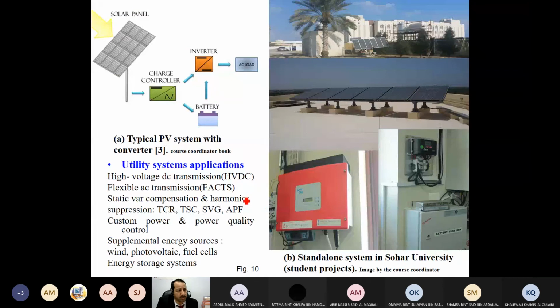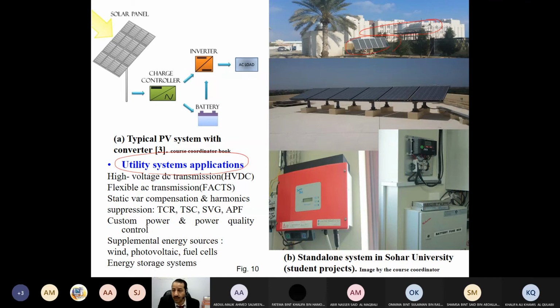Also, we use it in utility systems. As an example, if you go near the hostel, these are the hostels for the female students, there are solar cells there. These solar cells are connected to a power converter, which supplies electricity for a pump to get water for irrigation. It's working there since 2015.